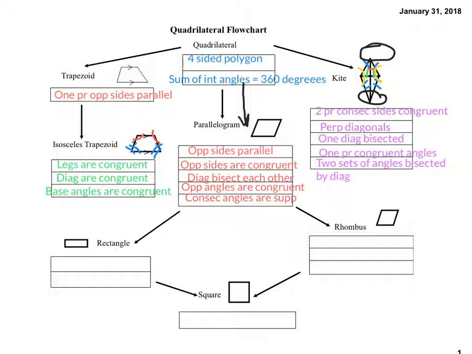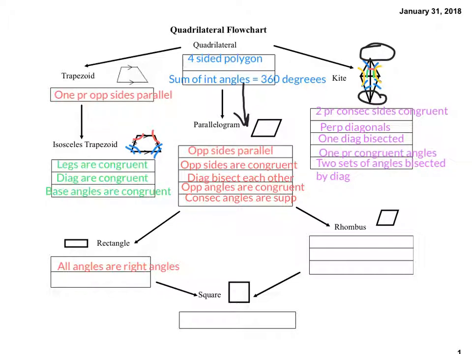We know that it's a parallelogram. Now we ask ourselves, could we be more specific in the type of parallelogram that it is? So we're going to head over to the left and we're going to explore the rectangle. We know for a rectangle that all angles are right angles.